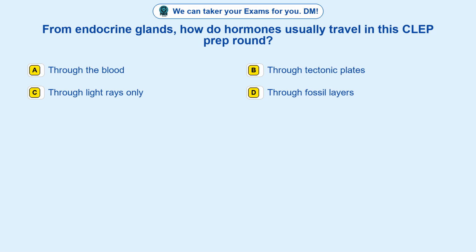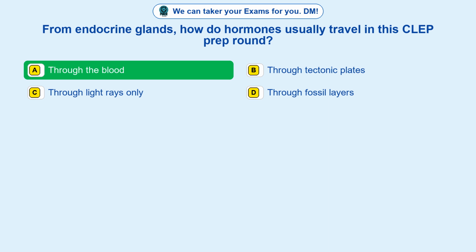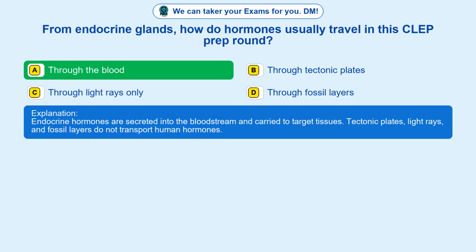Question 28. From endocrine glands, how do hormones usually travel in the CLEP prep round? Option A, through the blood. Option B, through tectonic plates. Option C, through light rays only. Option D, through fossil layers. The correct answer is option A, through the blood. Endocrine hormones are secreted into the bloodstream and carried to target tissues. Tectonic plates, light rays, and fossil layers do not transport human hormones.